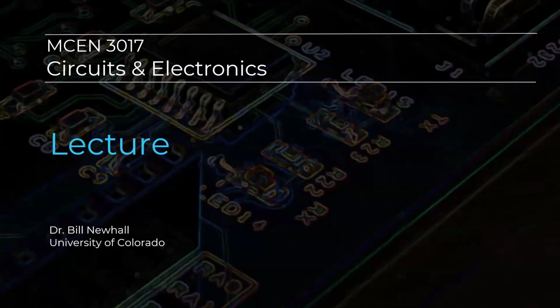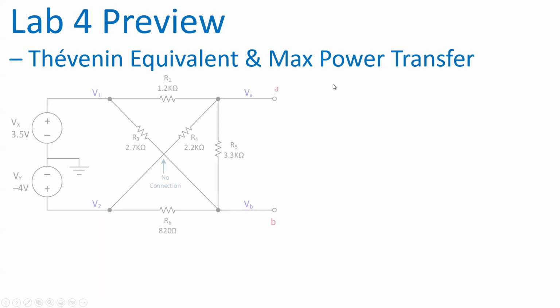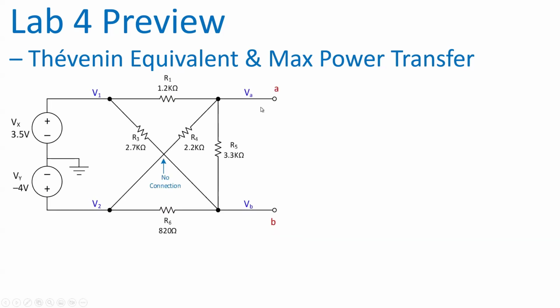So I wanted to begin today's class with a preview of Lab 4 to show you what you're going to be doing and why it matters. This lab will be about Thevenin equivalent circuits and maximum power transfer. You will build a circuit that looks like this. You have a few resistors in this circuit, a couple of voltage sources, and a couple of terminals between which you are going to determine the Thevenin equivalent.